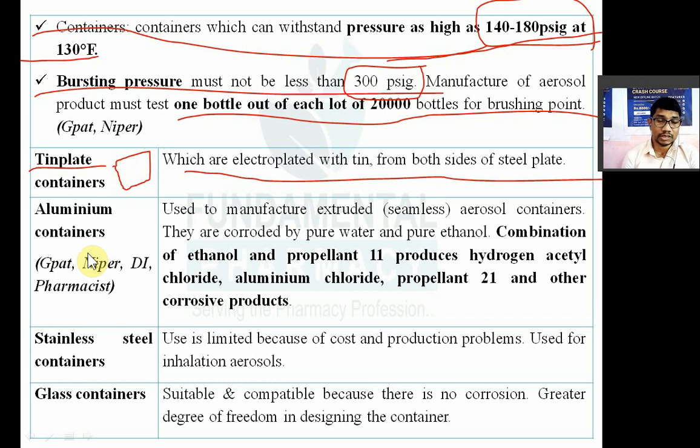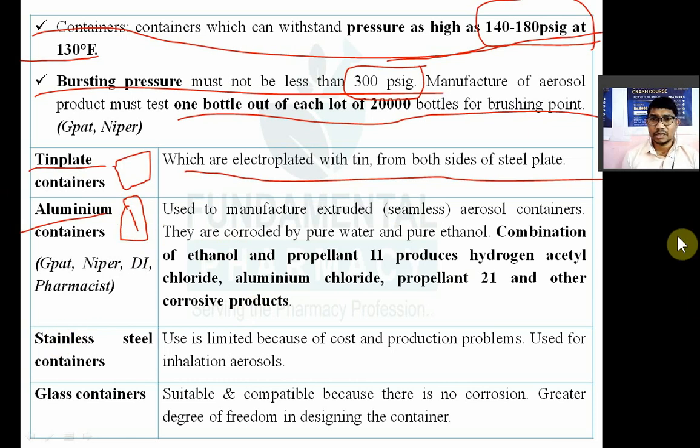तो क्या है, जब एल्यूमिनियम एज अ कंटेनर यूज कर रहे हो आप, so you have to avoid pure water, pure ethanol or combination of ethanol and propellant 11. Then stainless steel container, they are having limited use because of their cost and production problem, because they are not easy to fabricate, used for inhalation aerosols only.